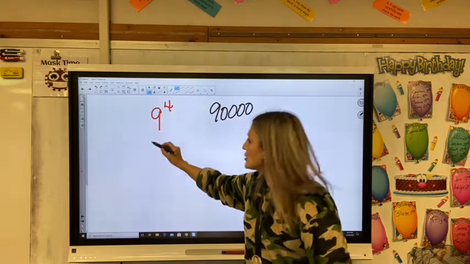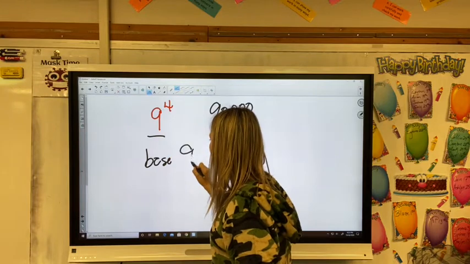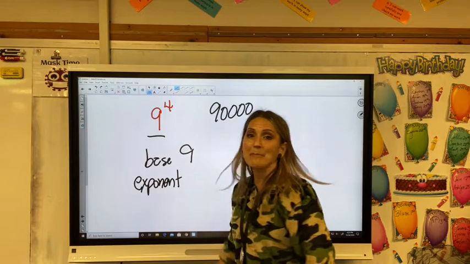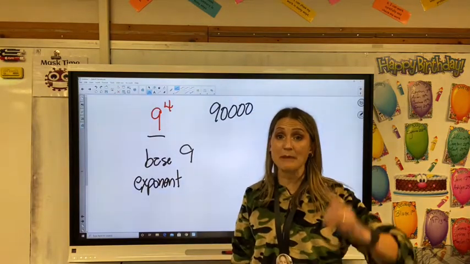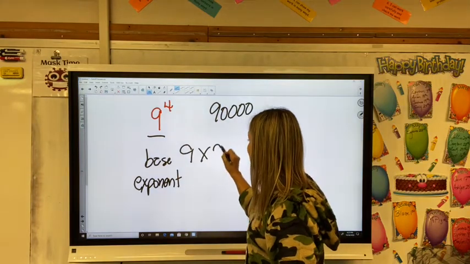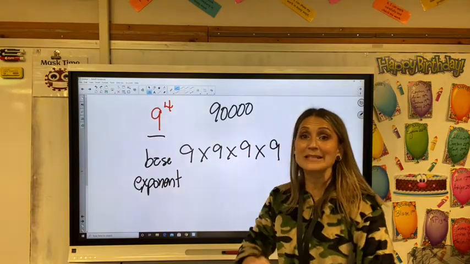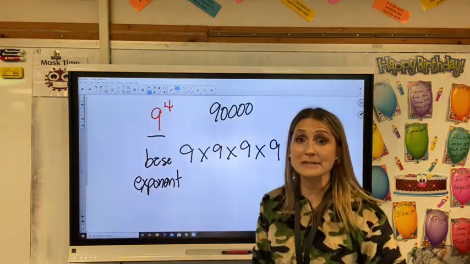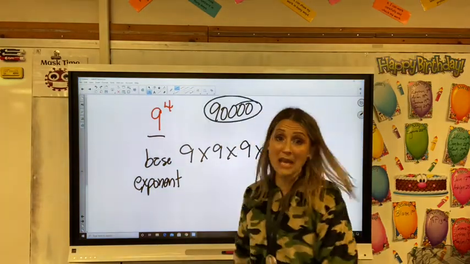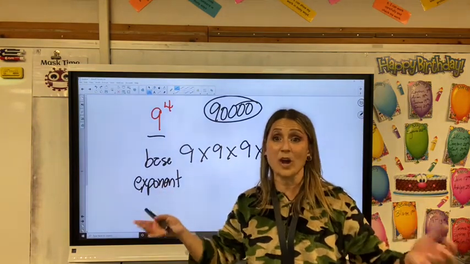This answer means you take the base, and in this case, the base is 9, and you use the exponent to multiply that base that many times by itself. So the exponent is 4, so I need to see 4 nines. I need to multiply 9 times 9 times 9 times 9 to get the answer. And I can tell you right now, it's not 90,000. And if you continue to do that kind of work, you're going to get it wrong and you're going to be very unhappy.